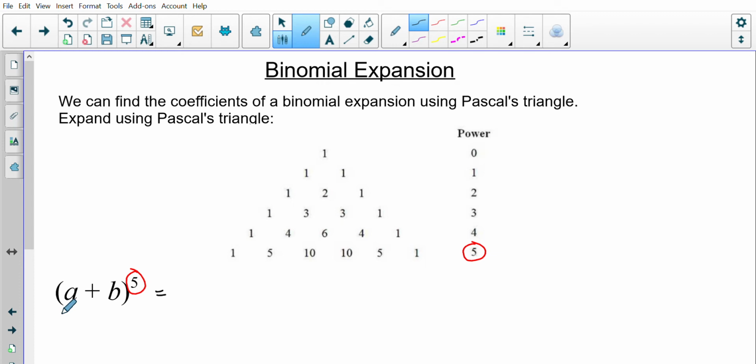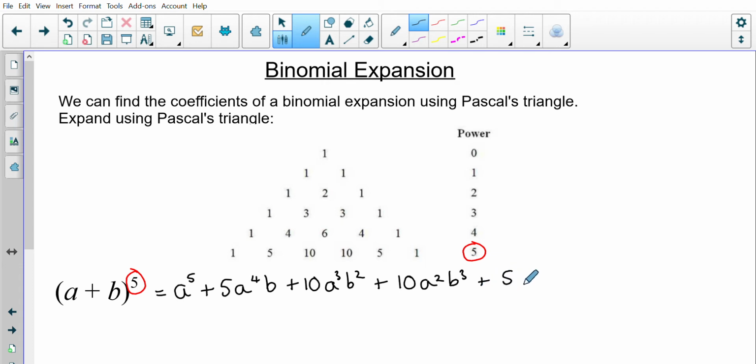So we're going to start with the first letter in the bracket. It's got a coefficient of 1, and it starts with the highest power of 5. Then we're going to move to the coefficient of 5. The a power is going to go down by 1, and we're going to increase the b powers by 1. Coefficient of 10, a powers down by 1, b's up by 1. Another coefficient of 10, a powers decreasing, b powers increasing, and so on, until we get to the final term. We've got a coefficient of 1, the a's have gone down to a to the power 0, which is just 1, and so we just get b to the 5 on the end.